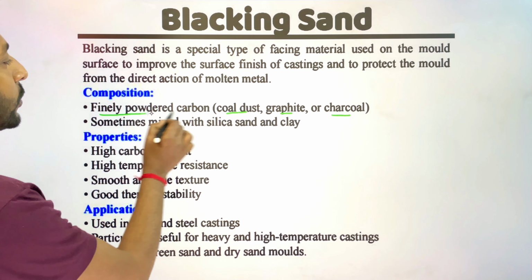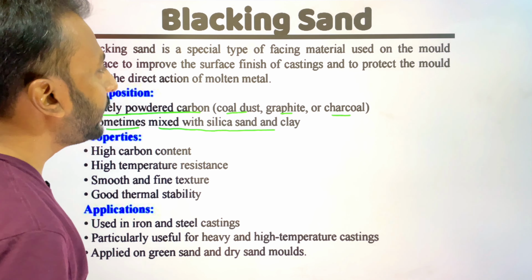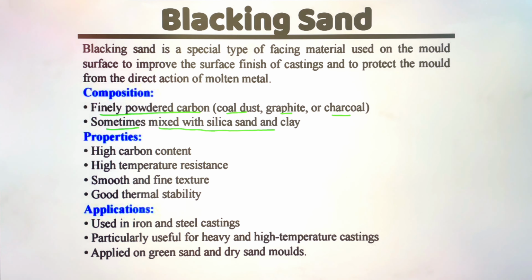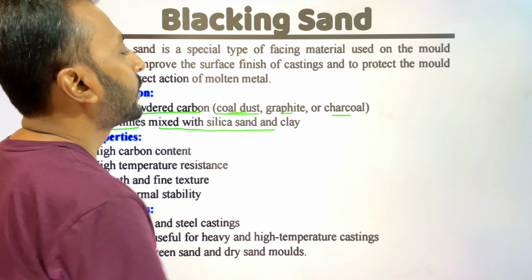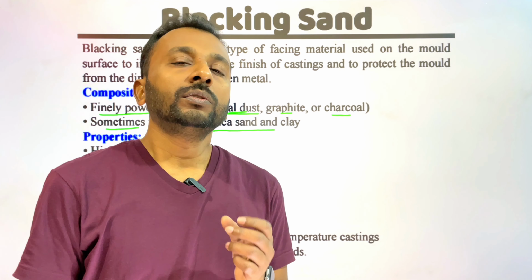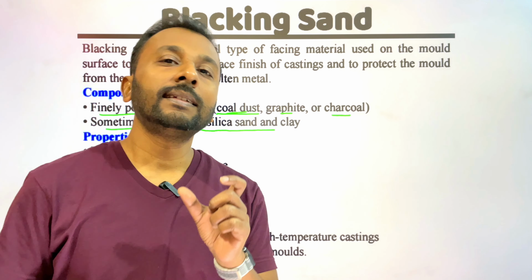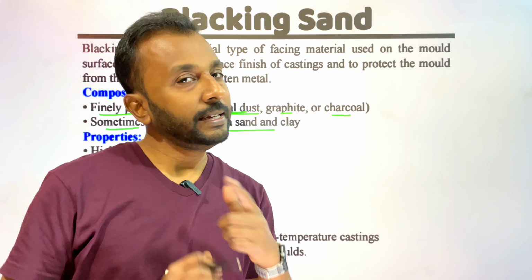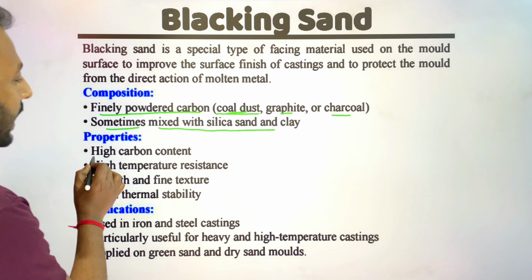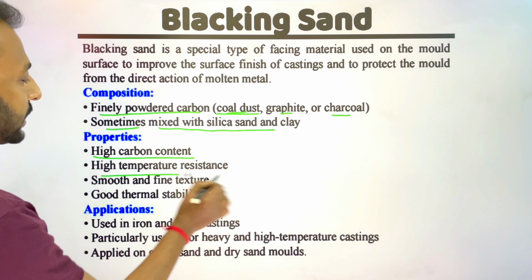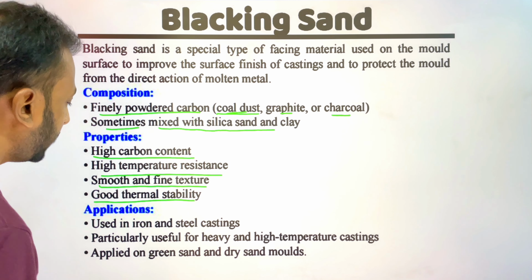So finely powdered carbon, sometimes mixed with silica sand and clay. So this is the blacking sand, because we are adding carbon, graphite, etc. So this sand looks blackish in color. So green sand is not green, but blacking sand is black. So what are the properties? It has high carbon content, high temperature resistance, smooth and fine texture, good thermal stability.